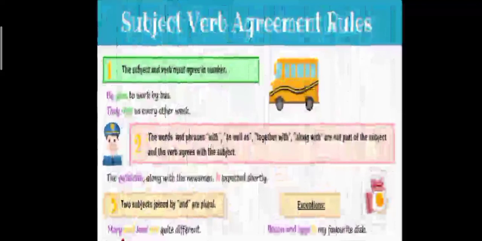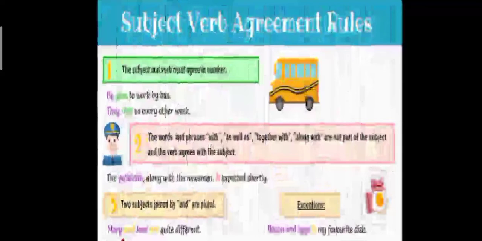Subject verb agreement rules. The subject and verb must agree in number. That is what we saw in the previous slide. He goes to work by bus. They visit us every other week. The words and phrases with, as well as, together with, along with are not part of the subject, and the verb agrees with the subject. So, the politician along with the newsman is expected shortly.